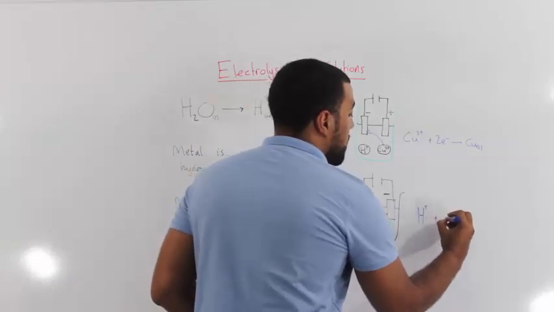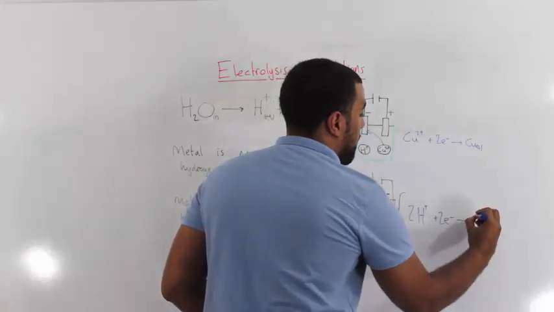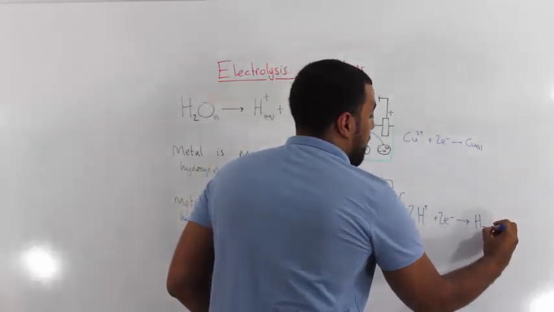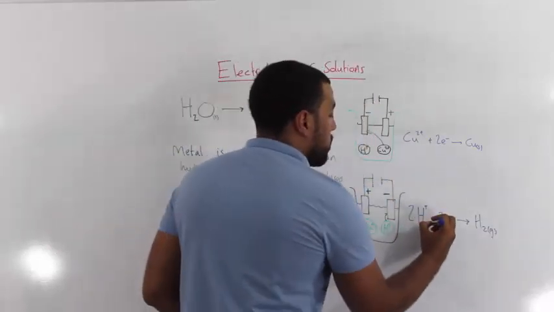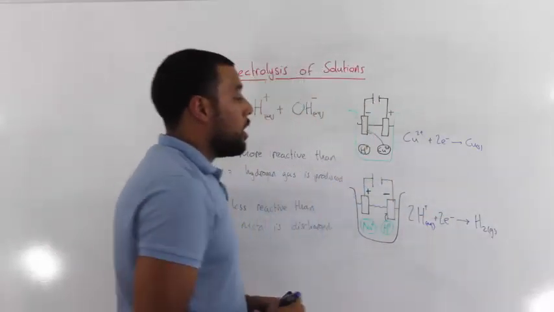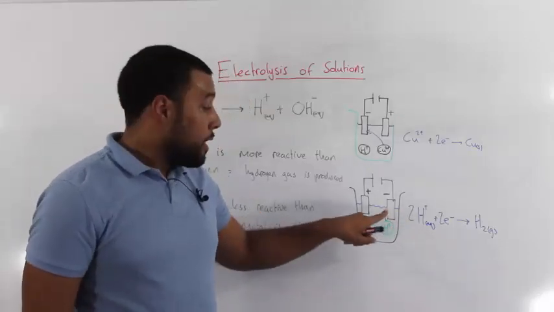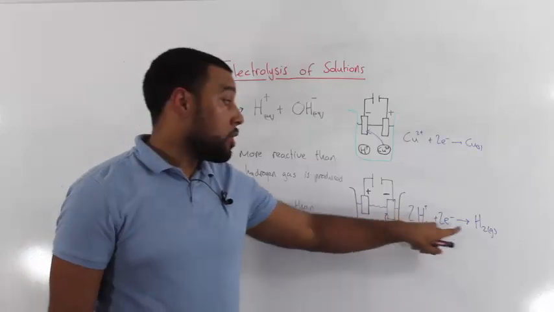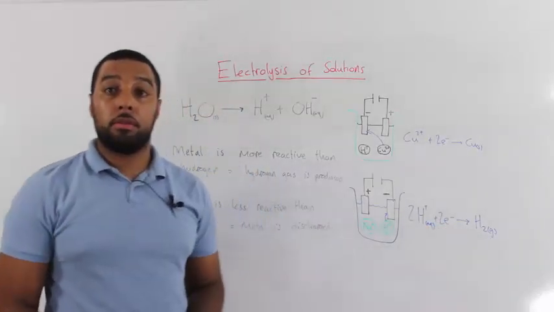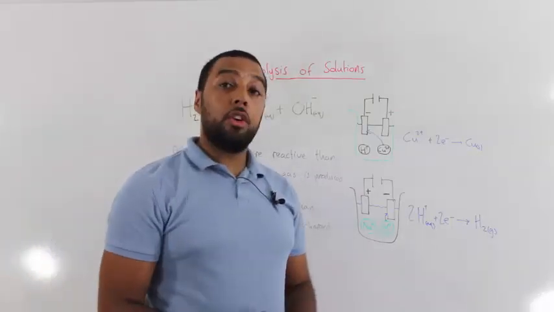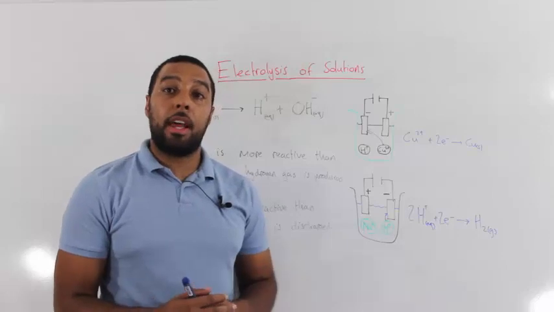The half equation for this process would look something like this. And all this is telling us is that there are two hydrogen ions that gain electrons and turn into hydrogen, the gas molecules. We will take a look at half equations as they show what's happening at each electrode in another video.